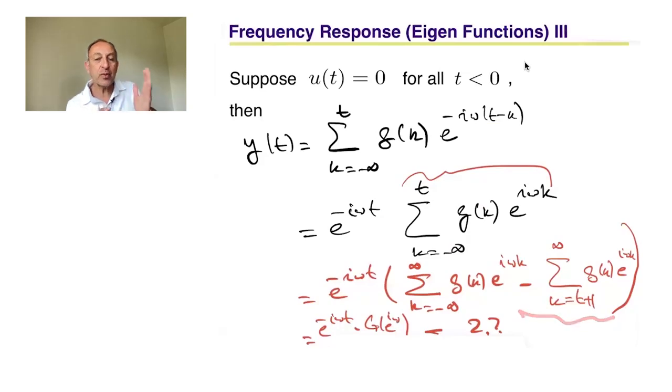Okay? So that's what happens when we start something from 0 as opposed to starting from minus infinity. It's a technicality, but exponential functions are eigenfunctions when you start them from minus infinity to infinity. They are not eigenfunctions when they start from 0 to infinity. There is a transient part that has to be taken into consideration.